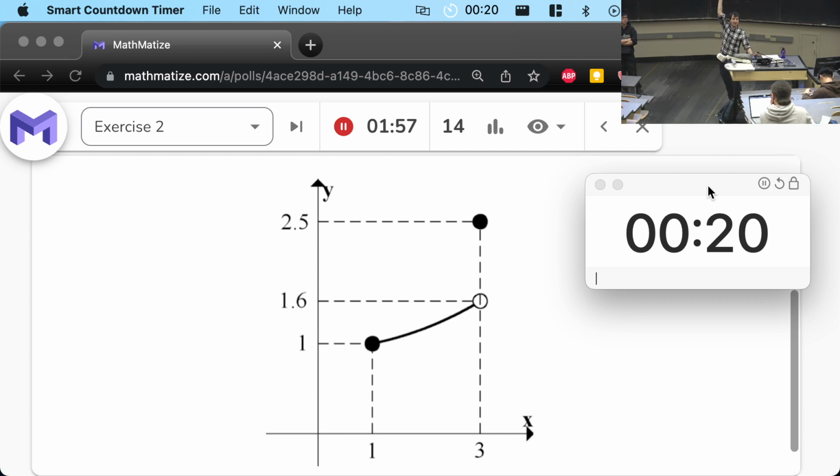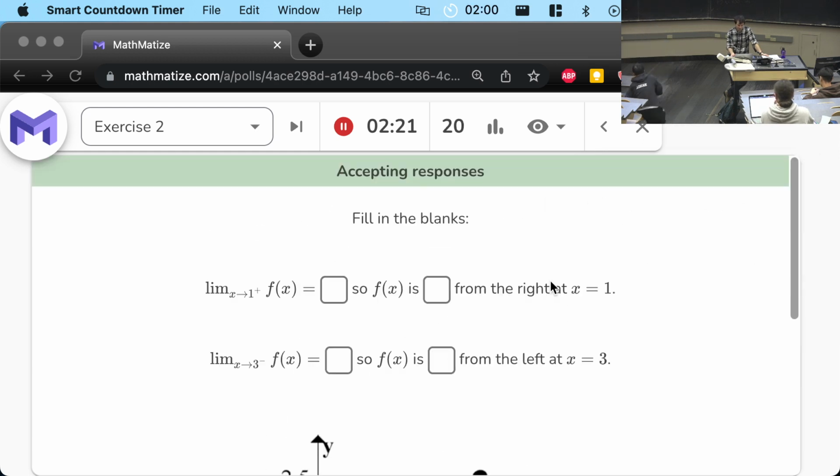Who thinks they need more time? Anybody for more time? Okay. So last few people can put in their answers, and then we'll take it up. Okay. Let's take a look.